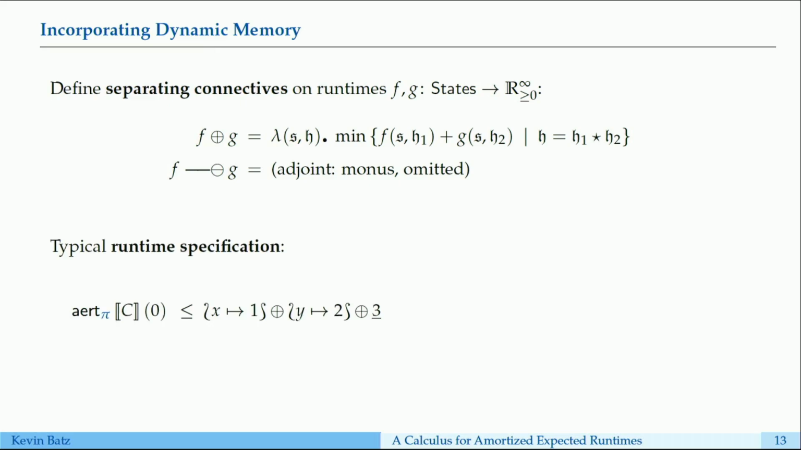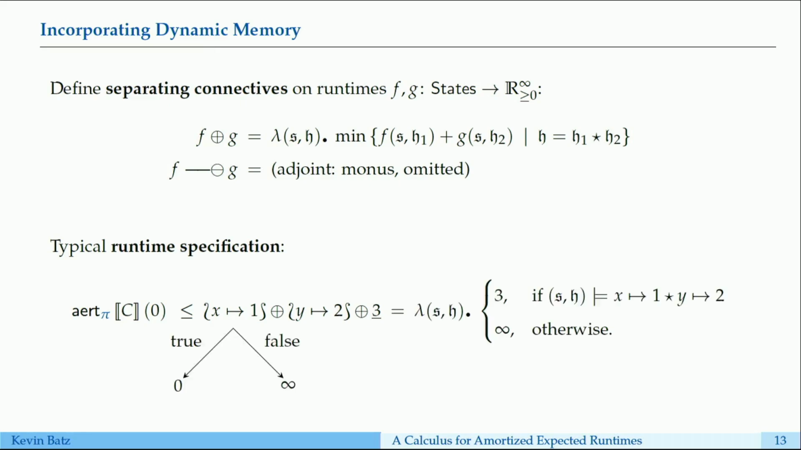Now, a typical runtime specification then looks like this. It says, okay, if x and y point separately to 1 and 2, then the aert is upper bounded by 3. So more precisely, this expression here evaluates to 3 if the stack and the heap are indeed of the desired shape, and otherwise those gatekeeper brackets, as we call them here, will evaluate to infinity.